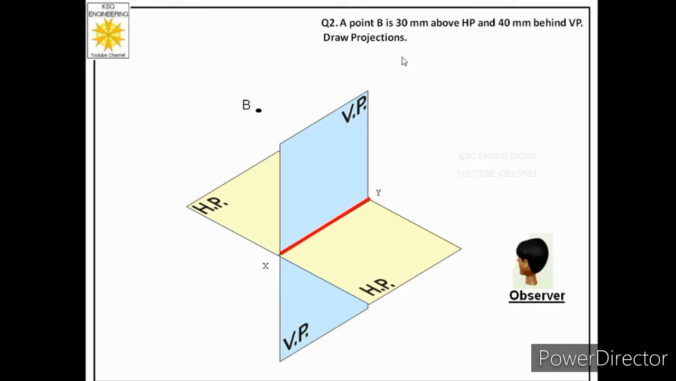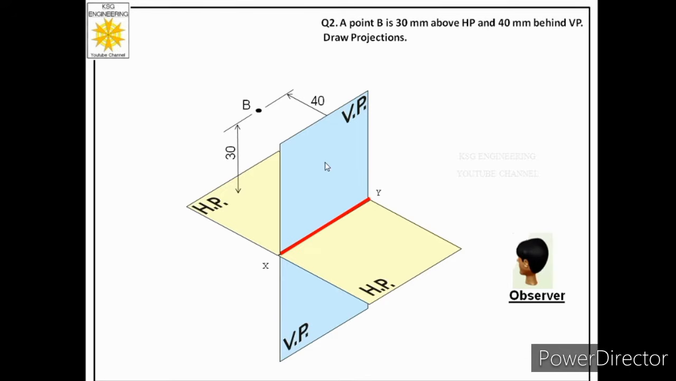Now over here two distances are shown. He says 30 mm above HP. So distance of the point from HP is 30 mm, and then he says 40 mm behind VP. So distance of point from VP is 40 mm.